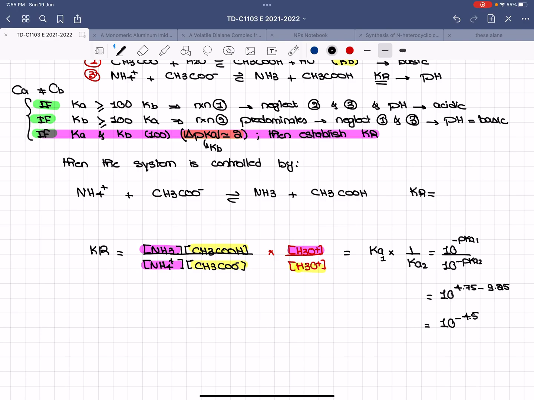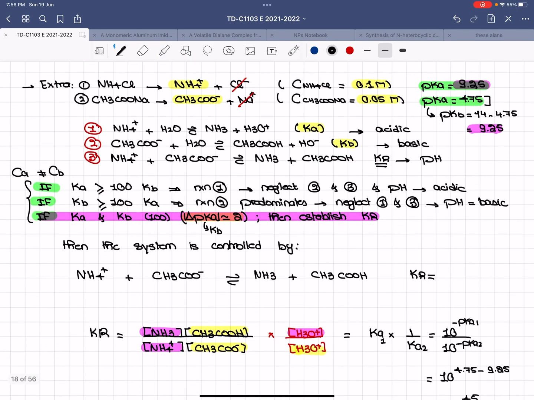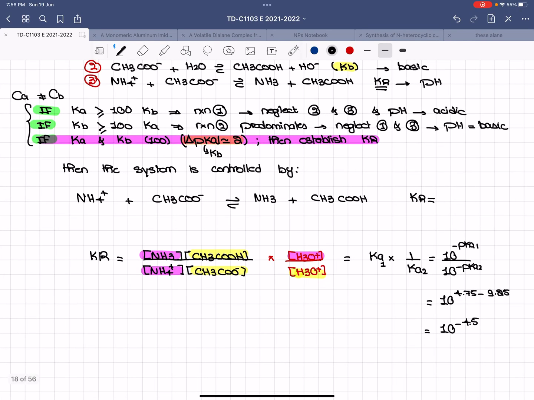Why? Because we started with a value of NH4+, we found it 0.1. Initially, we started with a value of 0.1. Moreover, 10 to the power negative 4.5 means that you keep this a double-sided arrow. The reaction is not complete, it's limited. Okay? And it actually favors the reactants. So 0.1, 0.05, initially this was nothing. At equilibrium, this is 0.1 minus x, this is 0.05 minus x, x.